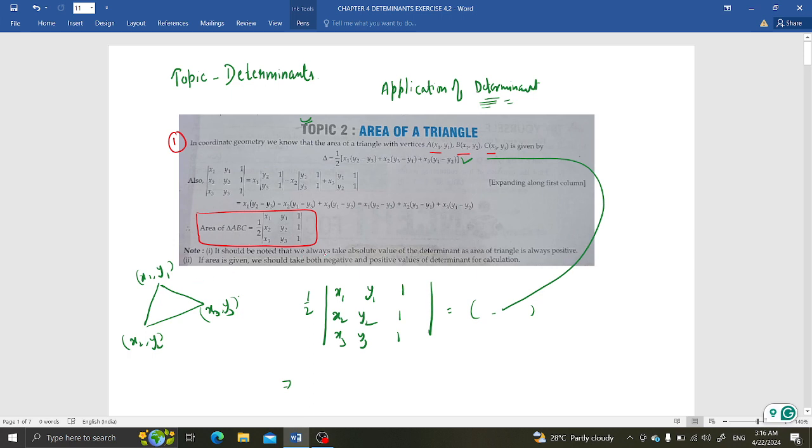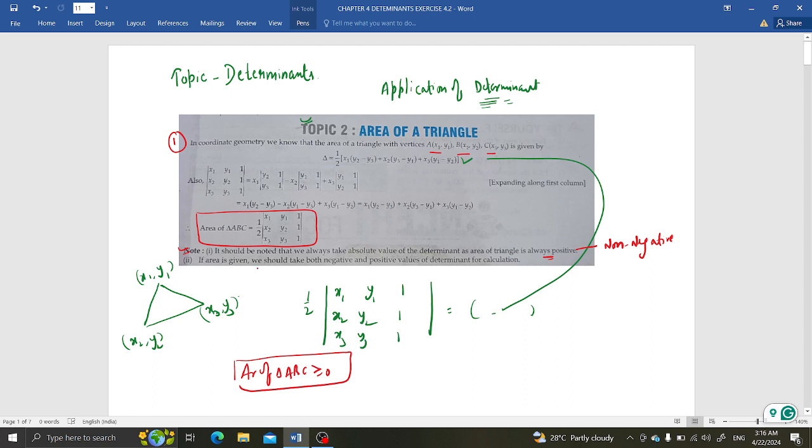Now a note: we always take the absolute value of the determinant, as the area of the triangle is always positive. Here, in place of positive, we should say non-negative. That means the area of triangle ABC is greater than or equal to 0. It is non-negative, either greater than 0 or equal to 0.